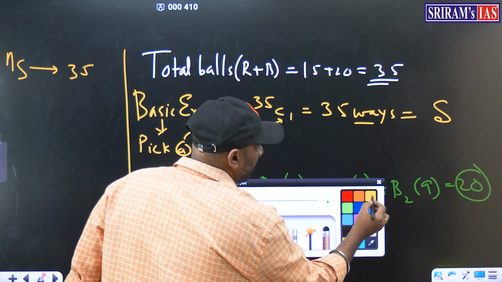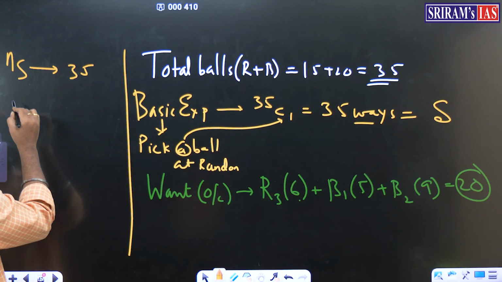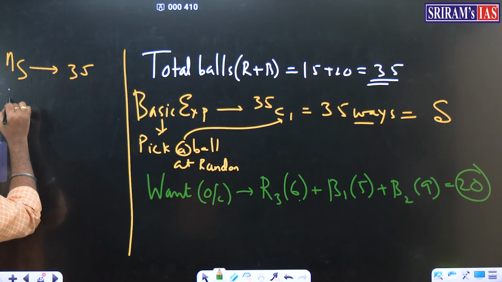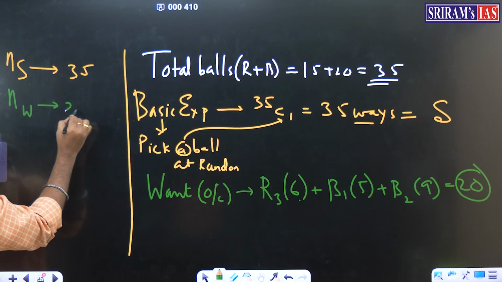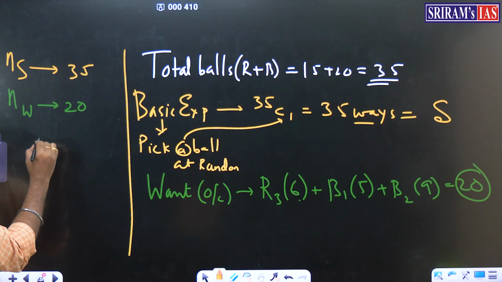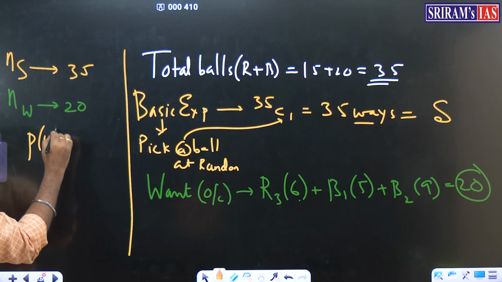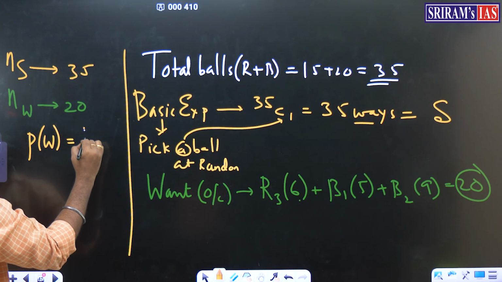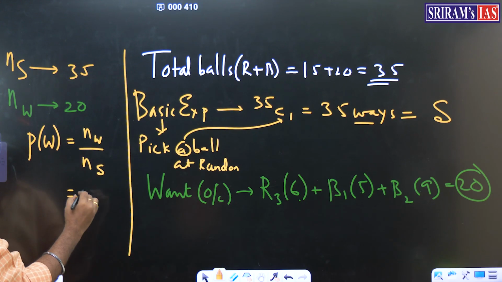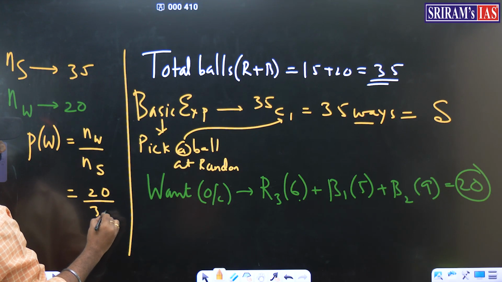Therefore, the probability. So here we have the number of want outcomes, 20. Therefore, finally, the probability of my want to occur is equal to the number of want outcomes divided by the number of sample space, which is nothing but 20 by 35.